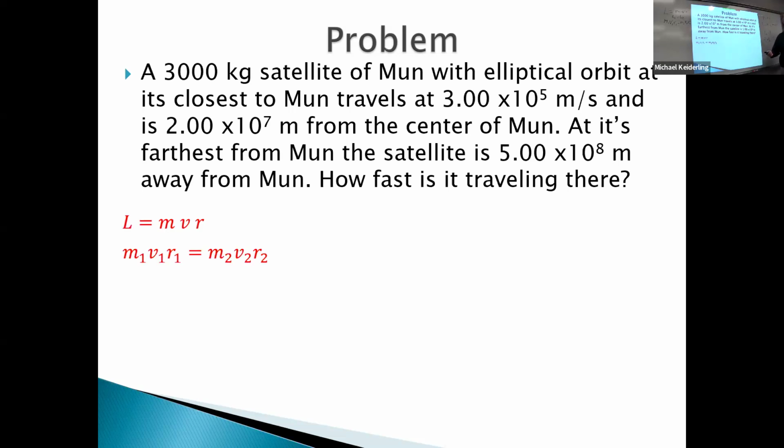So again, angular momentum is conserved. And importantly here, mass will be constant, so it will cancel out. Mass one equals mass two.